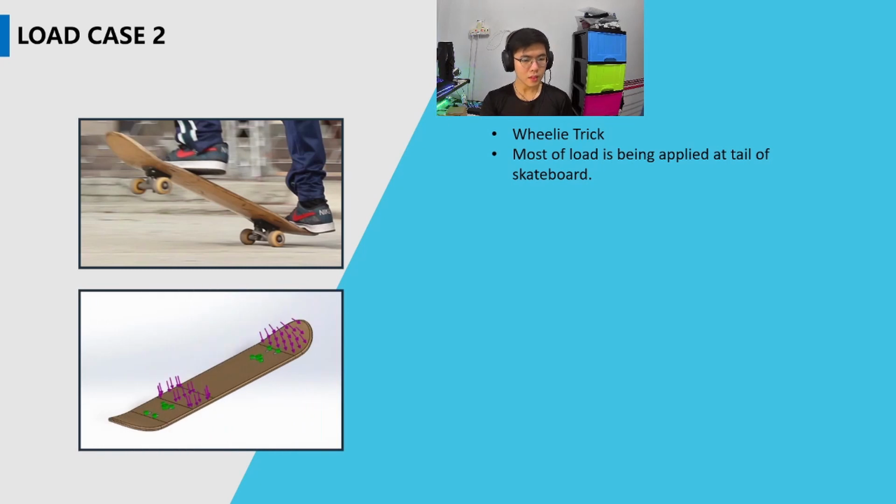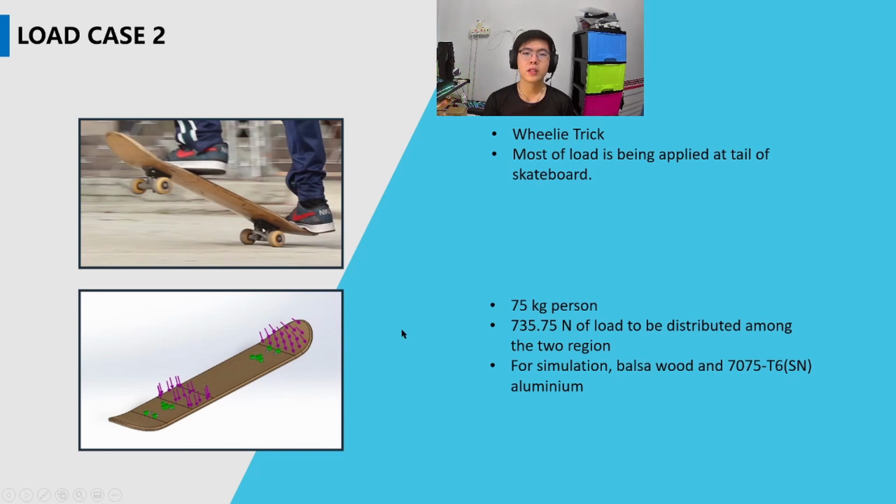So in the simulation here, we can see that from this diagram we translated the weight of the person to the simulation, which is shown in the pink colored arrow. One at the back part of the skateboard and one at the front, the middle front part of the skateboard here. So for the purpose of our simulation, we assume the person using the skateboard to be 75 kg, and when translated into Newton, it is 735.75 Newton of load. And this load is to be distributed among these two regions here.